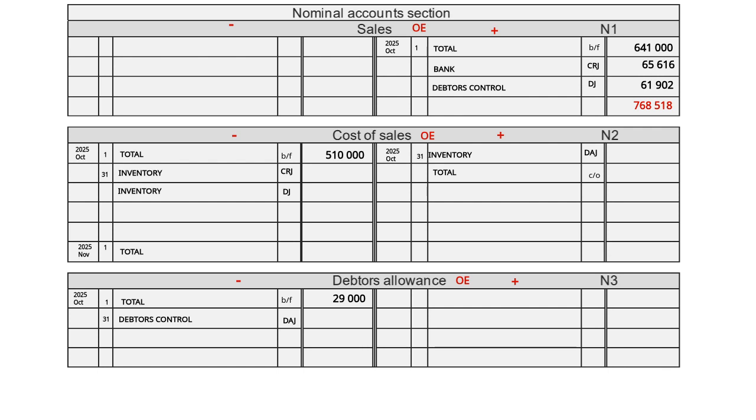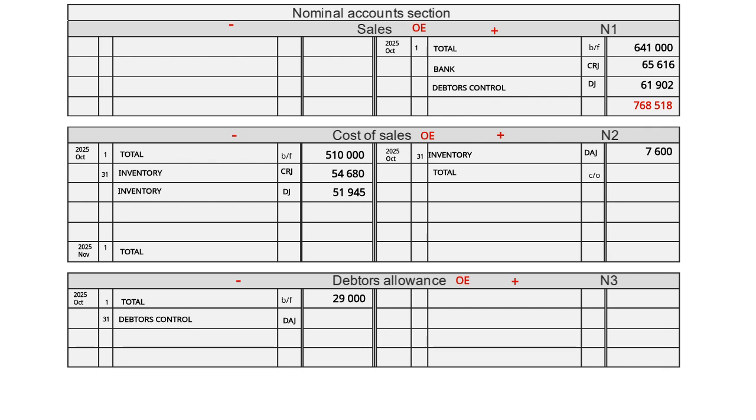Then cost of sales, remember cost of sales goes hand in hand with inventory. You can either sell stock for cash or on credit. If it's cash, it's CRJ. If it's credit, it's DJ. So our cost of sales column in the CRJ is 54,680. And our cost of sales column in the DJ is 51,945. Then we can also have debtors allowances. So our cost of sales in the debtors allowances total is 7,600.